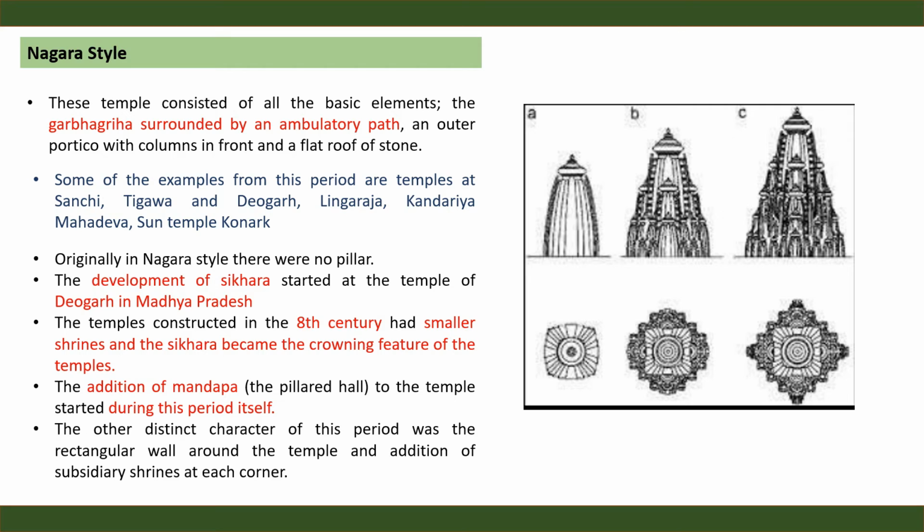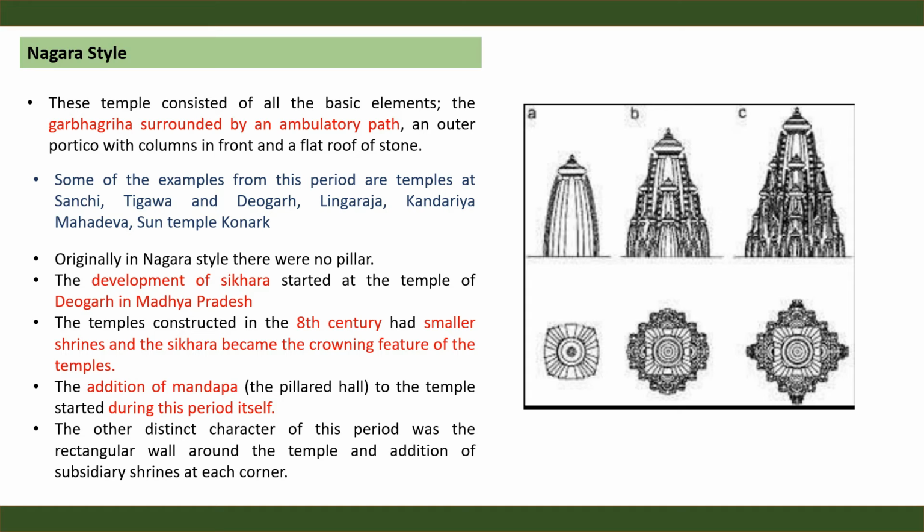Then in the Nagara style, these temples consisted of all the basic elements: the Garbhagriha surrounded by an ambulatory path, an outer portico with columns in front, and a flat roof of stone. And some of the examples from this period are the temples at Sanchi, Tigawa and Deogarh, Lingaraja, Kandariya Mahadeva, and the Sun Temple at Konark. Originally in the Nagara style, there were no pillars at first.